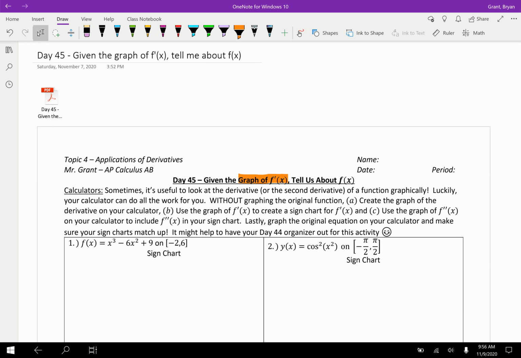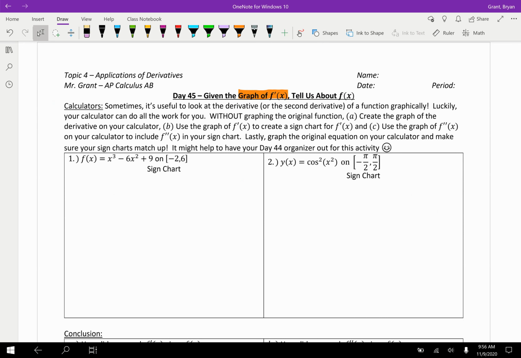So what are we trying to do here? Well, without graphing the original equation, we are going to do a few things. First, we're going to create the graph of the derivative on your calculator. Second, we're going to use the graph of f prime, which is the derivative, to create a sign chart for f prime. And then last but not least, we're going to use the graph of f double prime to include f double prime in our sign chart. Then we're going to graph the original equation and make sure our sign charts match up.